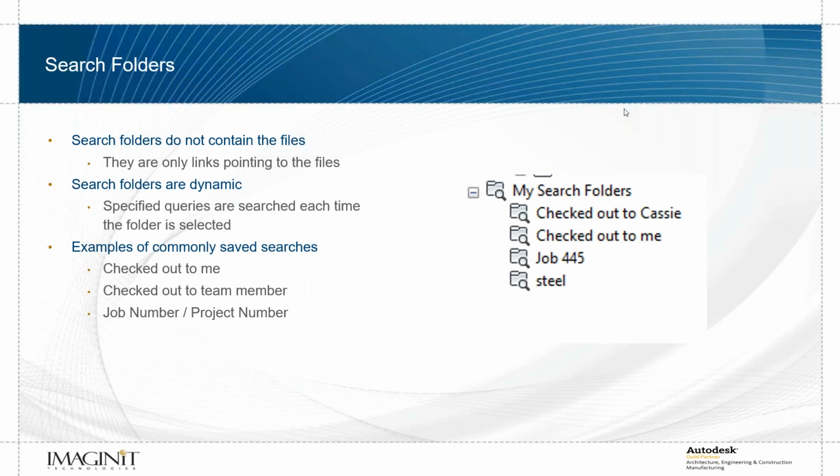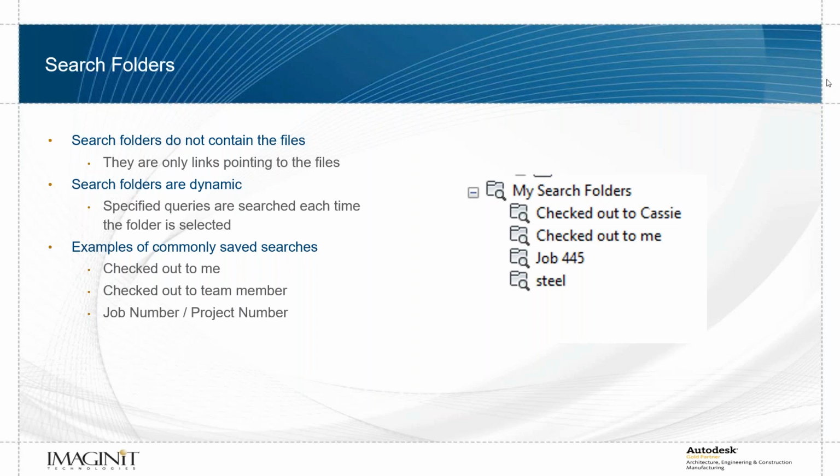So there's some of these. When I work with clients, this is something I'll tell them, gosh, set these up. There's some really useful things you can do. For instance, checked out to me. I could go find all the files checked out to me. I could look for files checked out to a particular team member or team members, or this person or this person. I could look for a particular project number or job number, and constantly be able to run a quick search and see all the information related to that. I want to see the files that are in there. Maybe I could run one to see what lifecycle state they're in.